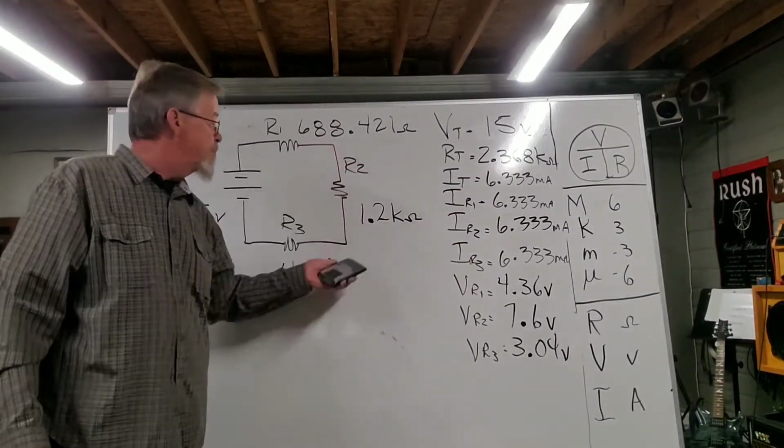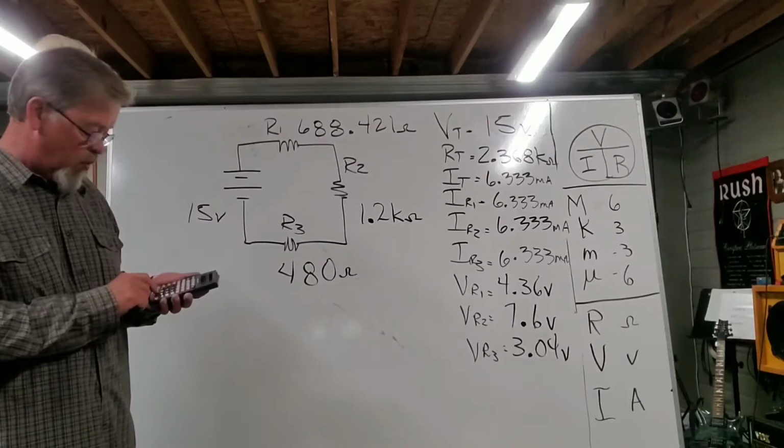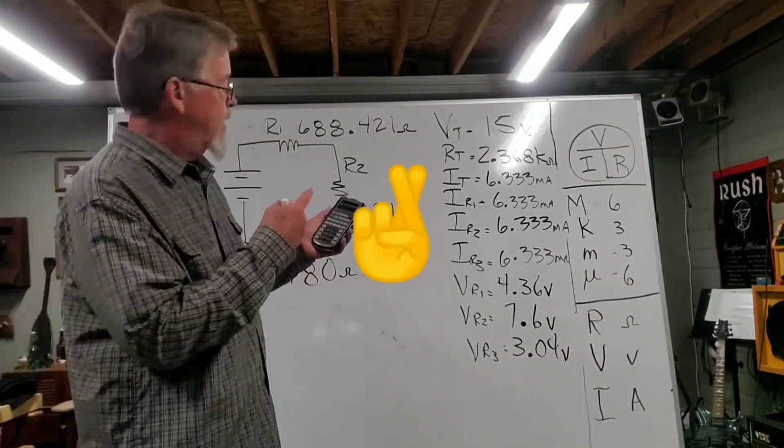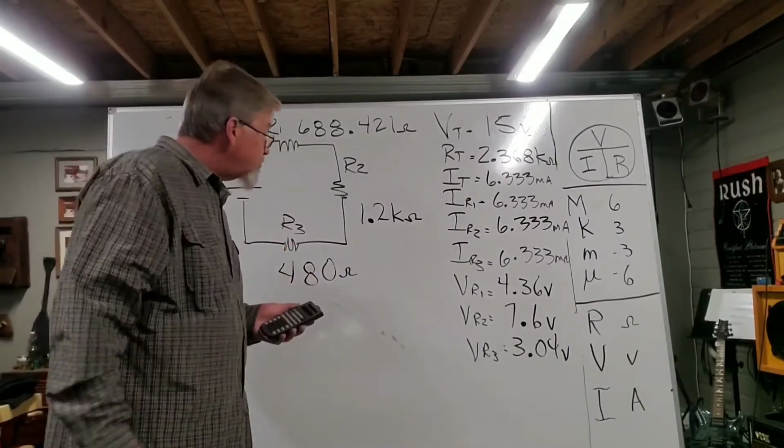Now you can check it by adding up all your resistances. So that value plus the 1.2K plus the 480 equals 2.368 kilo ohms. Chicka-pow. All right, so go do your worksheet.